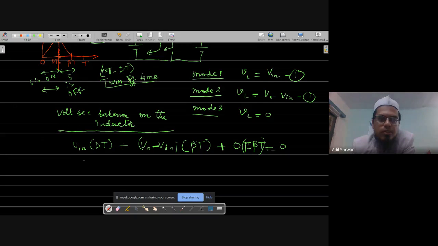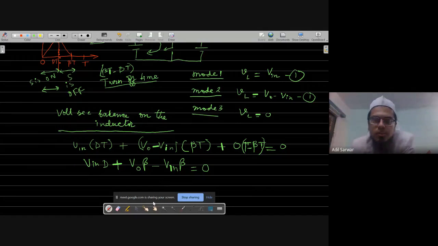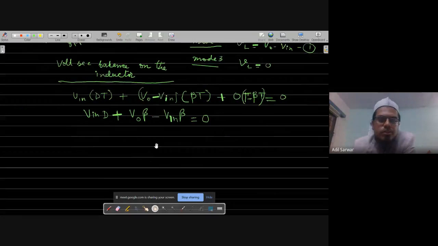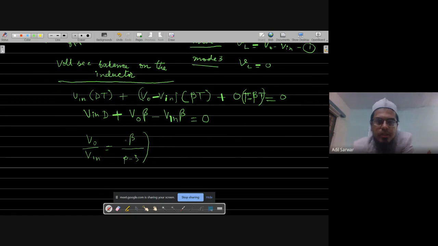So if I try to solve this, V in times D plus VO times beta minus V in times beta is equal to 0. I can just remove T from each of the expressions and take it on the right side. So finally, I get a relation between input and output voltage. VO by V in will be equal to beta upon beta minus D.